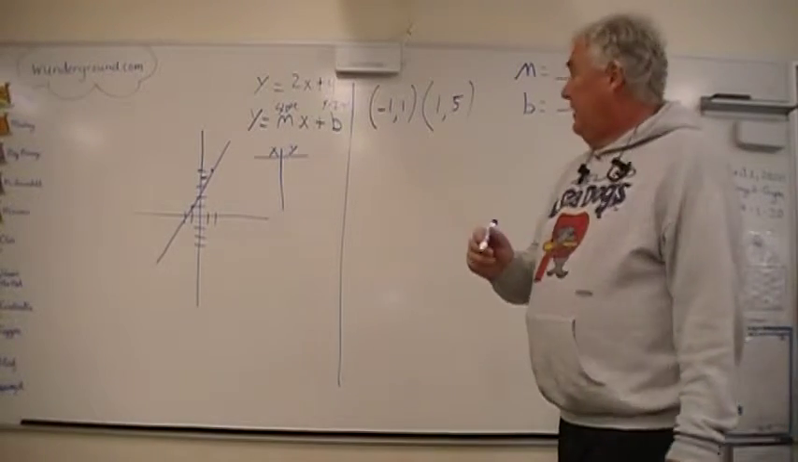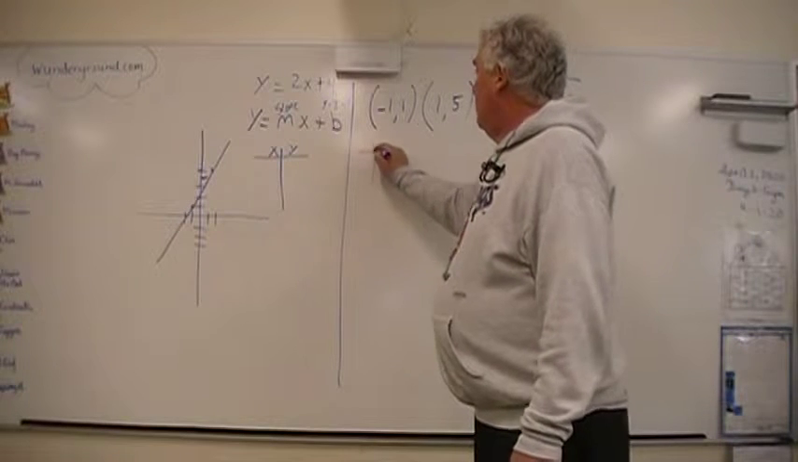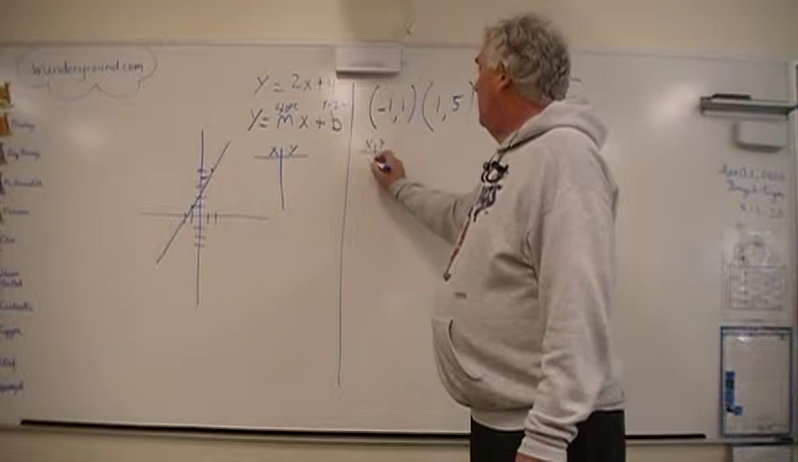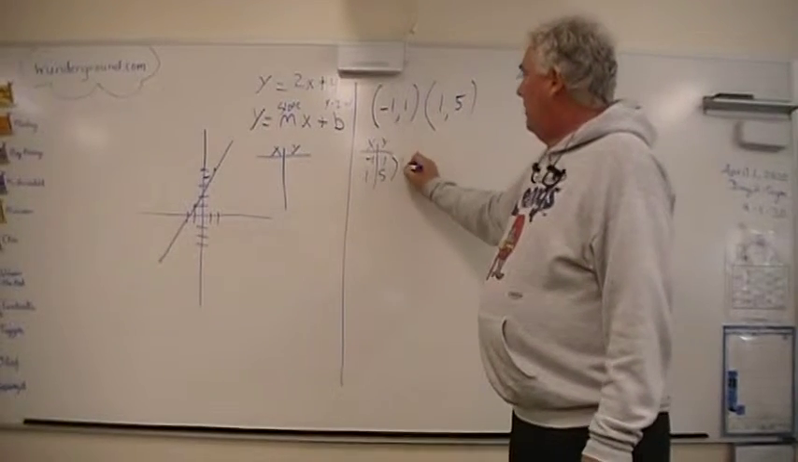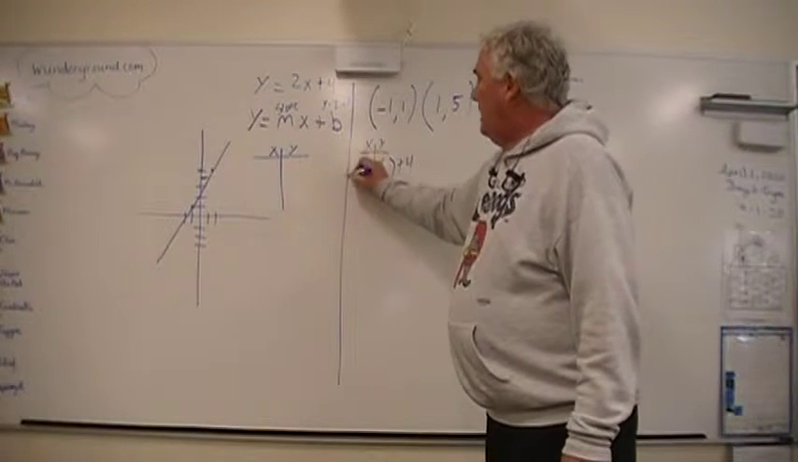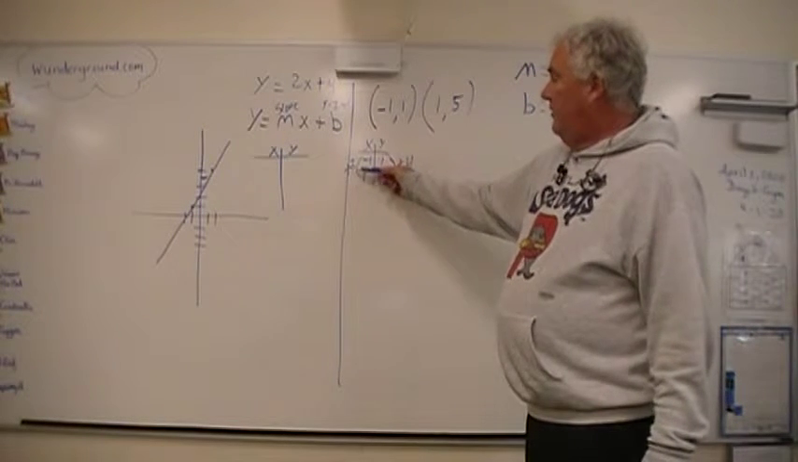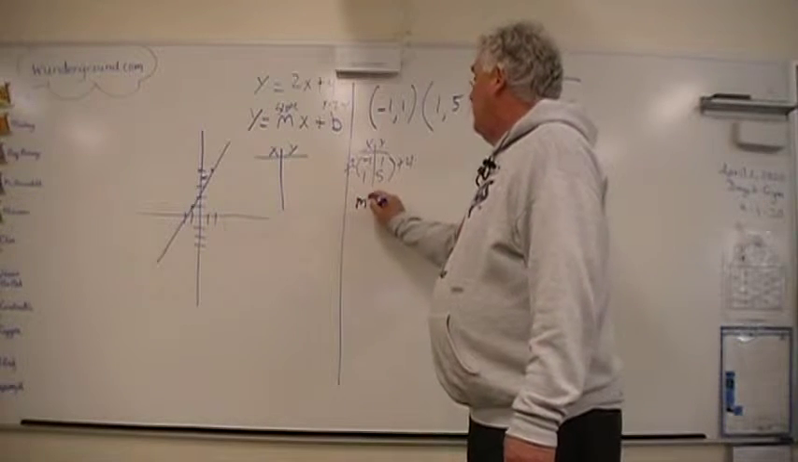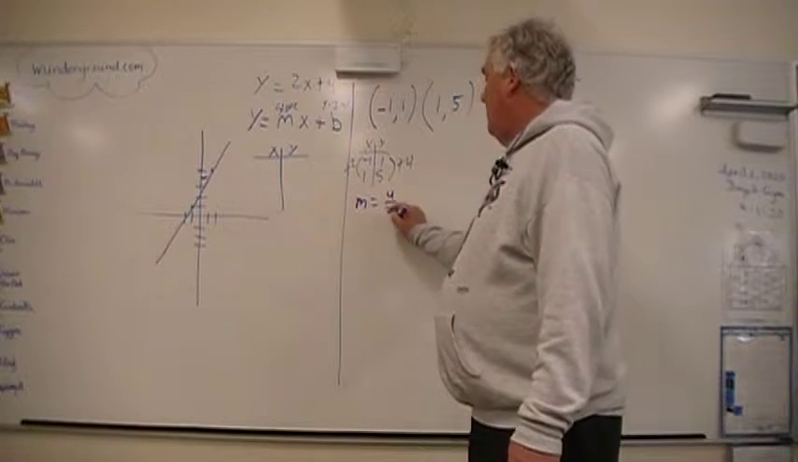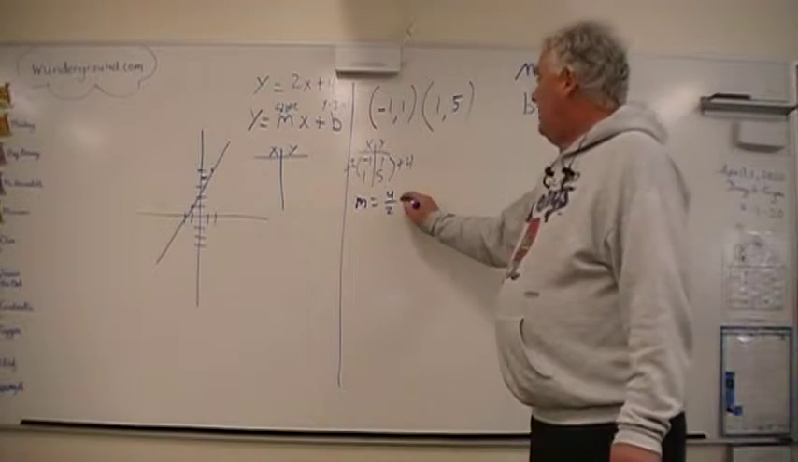And from our last video, we know that it's change in y over change in x. You could do it like this. Change in y plus 4, change in x plus 2. To get from negative 1 to 1, I added 2. To get from 1 to 5, I added 4. So the slope is change in y over change in x, which equals 2.